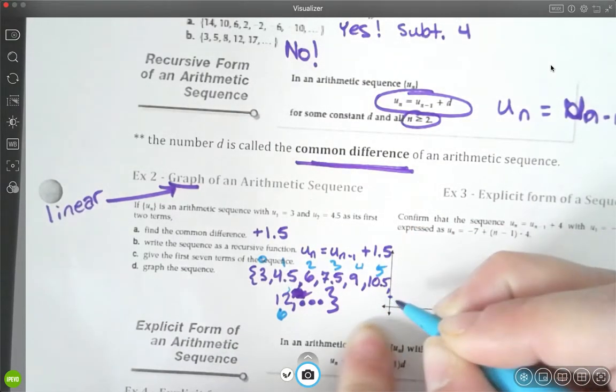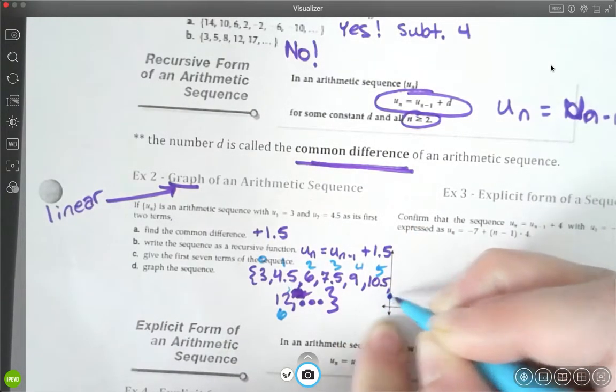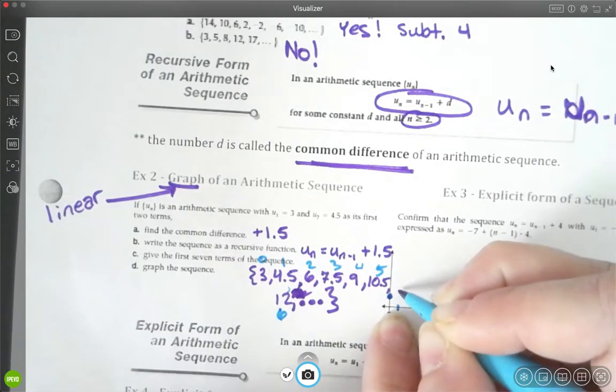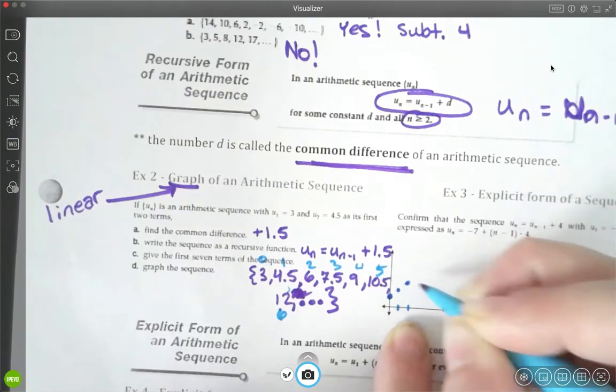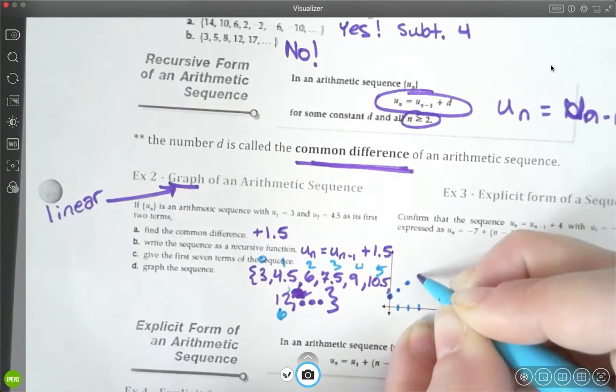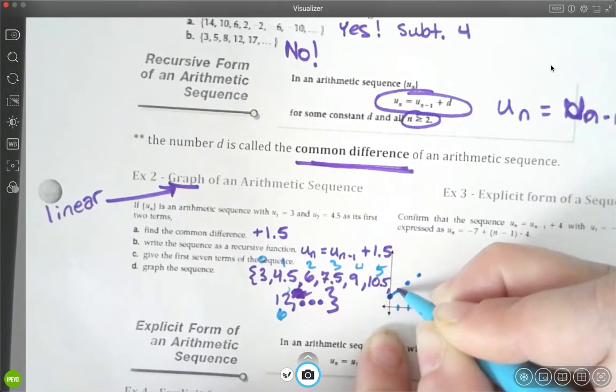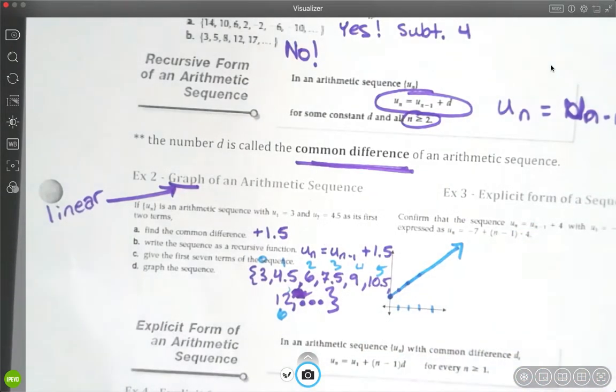I'm going to say 3 is right here. This is the point 0, comma 3. And then the point 1, comma 4.5 is going to be there. And then the point 2, comma 6 is going to be about there. 3, comma 7.5. And it doesn't really matter what yours looks like as long as it goes up straight. It should be a straight linear function, no curve at all. I didn't even label my axes, which we probably should, but I don't really care. Just as long as it's going straight, yeah?